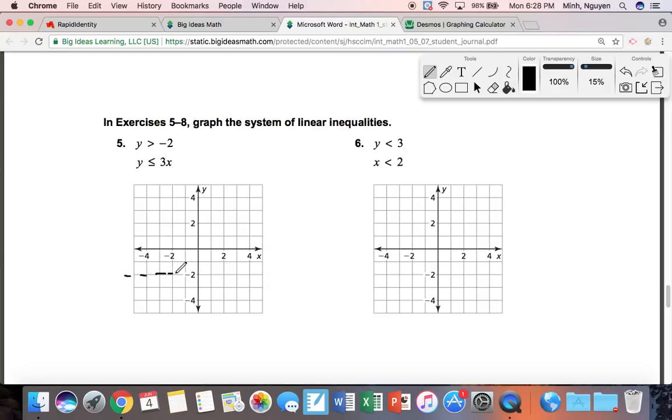So boom, boom, boom, boom, boom. That's a dashed line, not connected, or not solid. Y is less than 3x. It actually ends up being 3x. So 1 times 3, down that way. Okay. So if I connect the dots on this, it looks like that. Y is less than or equal to 3x. So let's actually just connect that here.